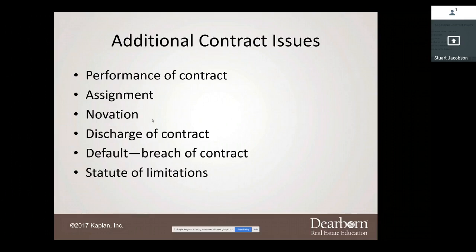Assignment is trading places with an individual. Novation, trading places with a contract. And that's it. That is contracts in a nutshell.